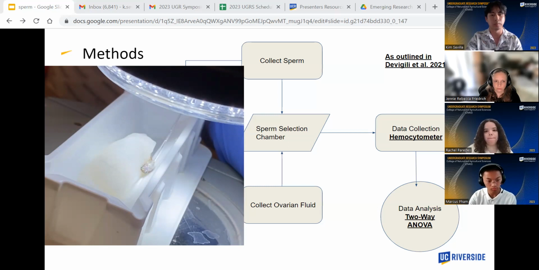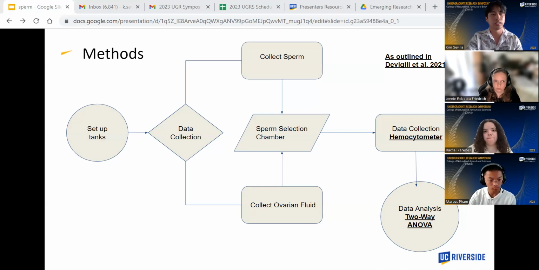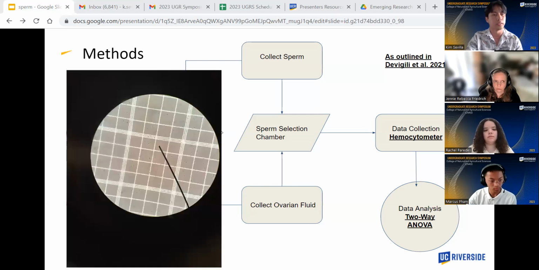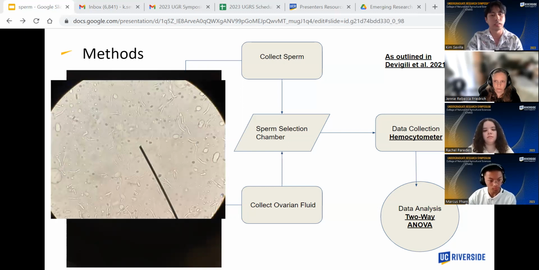Then a 3D printed sperm selection chamber will be made and used to test sperm accumulation. And here is that chamber pictured right there. Sperm accumulation will be assessed by counting sperm using a hemocytometer. Here are a few pictures from early testing of the hemocytometer with the sperm, as well as a blown up picture of the sperm.